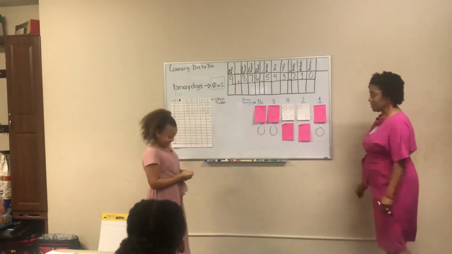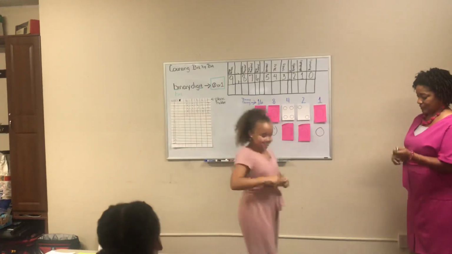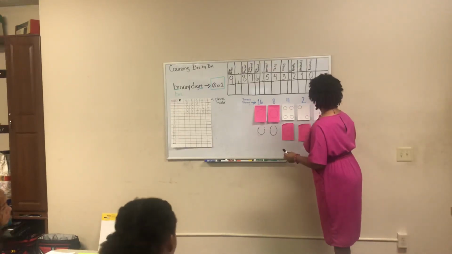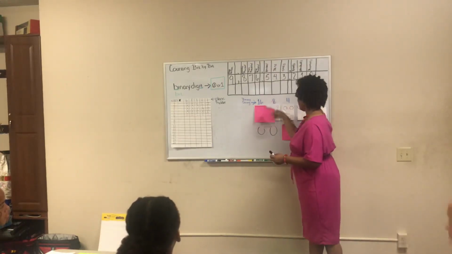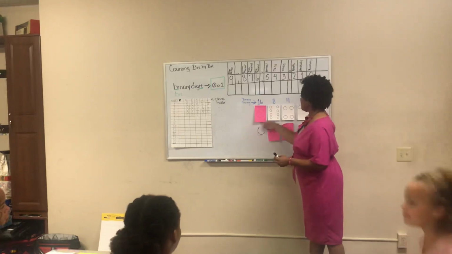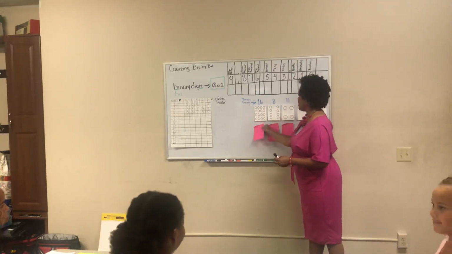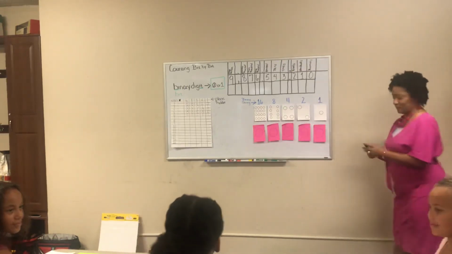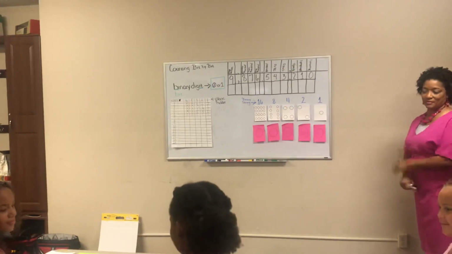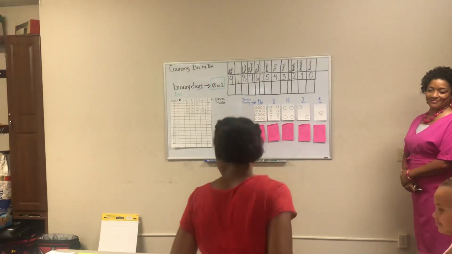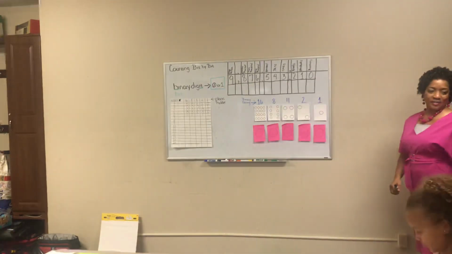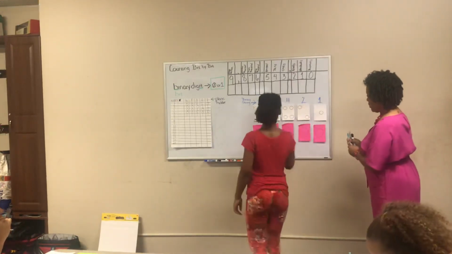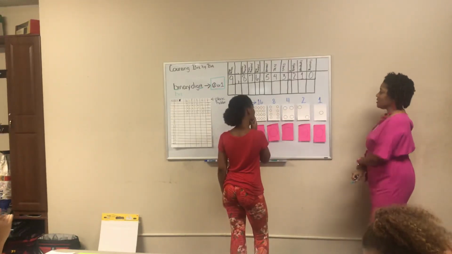Very good. All right. Kennedy, the number 7. Bring your marker with you. The number 7. You want to take the top off? The number 7. What will you cover up so we can see 7?